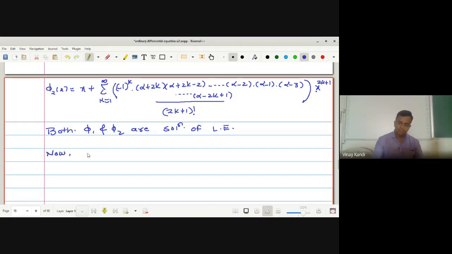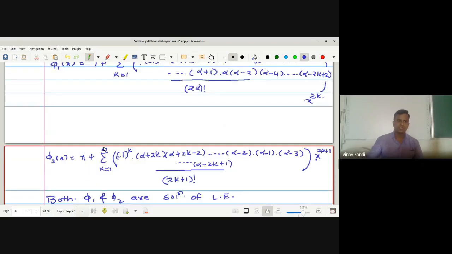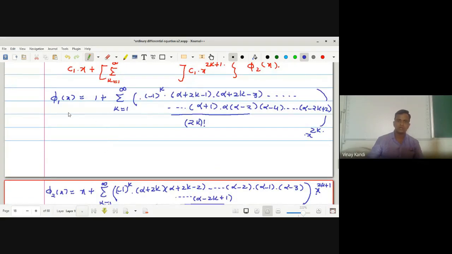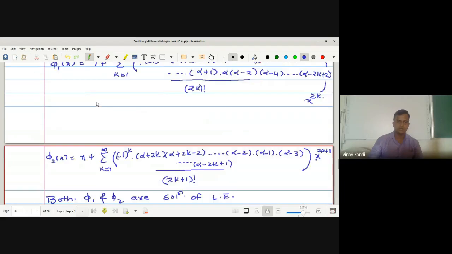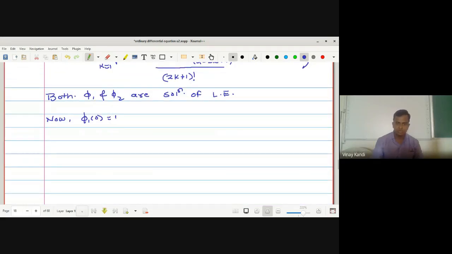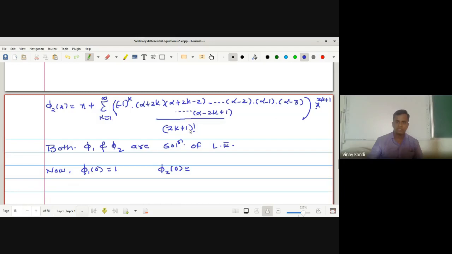Now, what is the value of phi 1 of 0? Put x is equal to 0 here. The summation terms get cancelled, and only 1 is present. Hence phi 1 of 0 is equal to 1. And phi 2 of 0, from this, is 0.